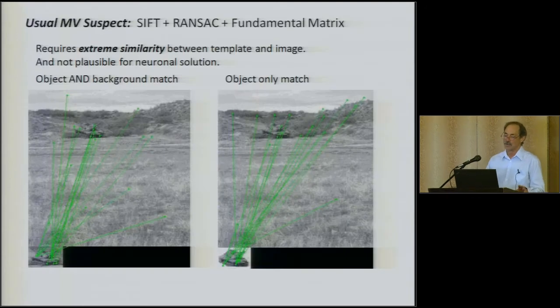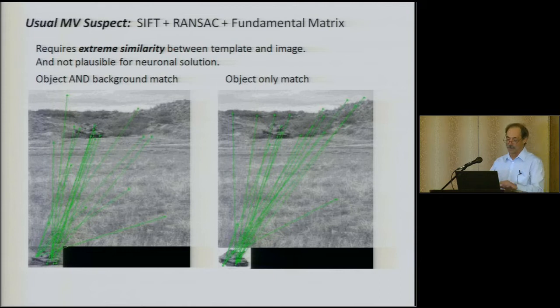So the usual machine vision suspect for doing this is SIFT plus RANSAC plus the fundamental matrix, which is that you find a few features using SIFT, you sort through them, you reduce the set using RANSAC, and then you find a consistent projection using the fundamental matrix.